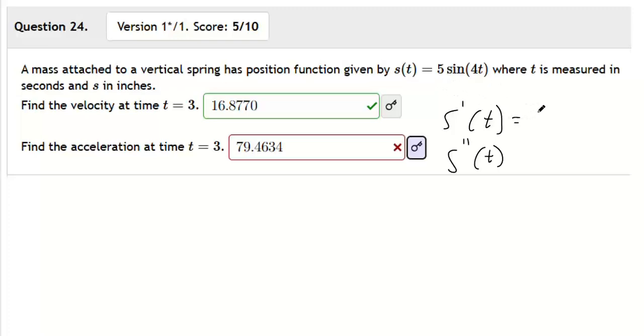If I take a derivative, sine is the outermost function, so the derivative of sine is cosine. And now we need to multiply it by the derivative of the innermost function. So the derivative with respect to t is 4.